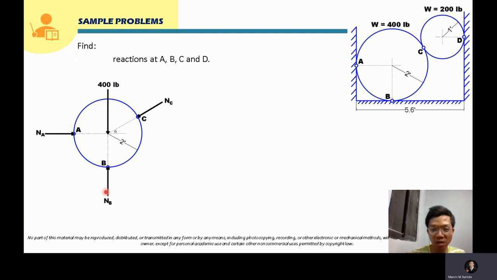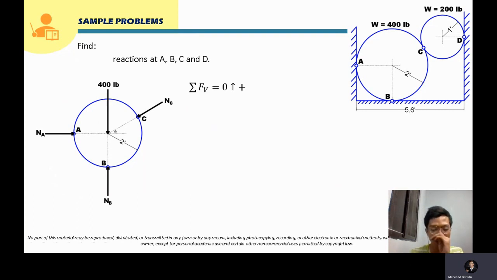So we can start summing up forces, either forces horizontal or vertical. Okay, because if we sum up forces vertical, N sub A will not be included since N sub A is in the horizontal axis. And if we sum up forces horizontal, N sub B will not be included since N sub B is in the vertical axis. So either way you can start solving.